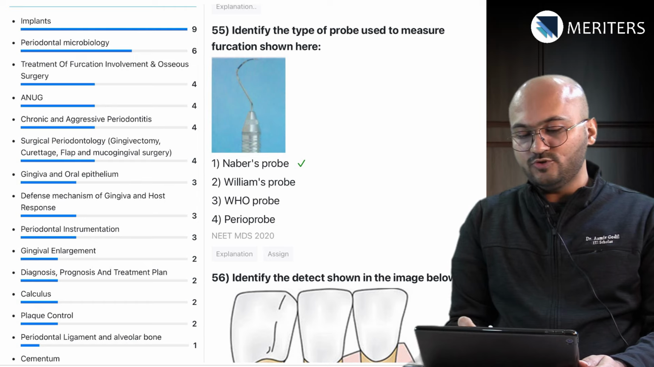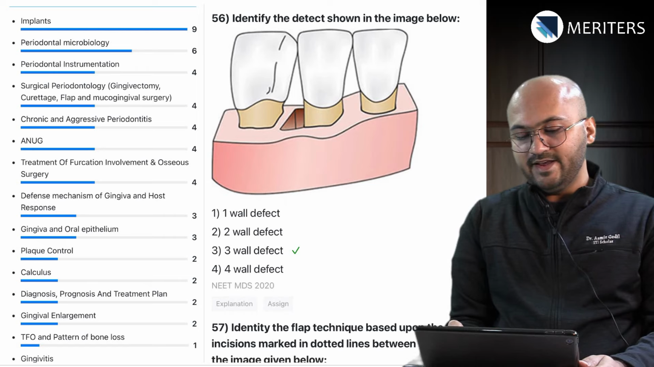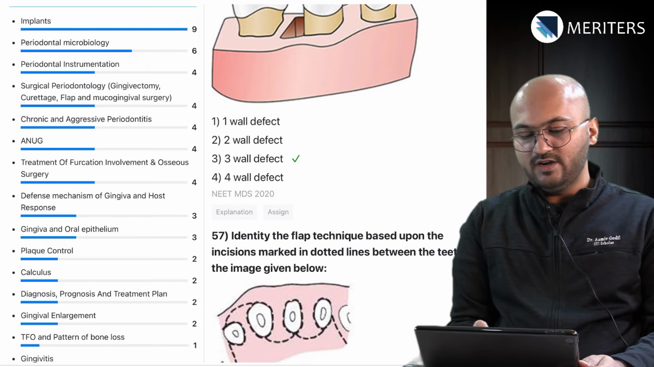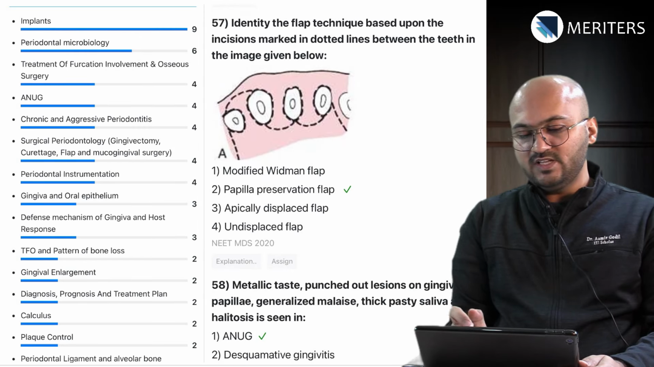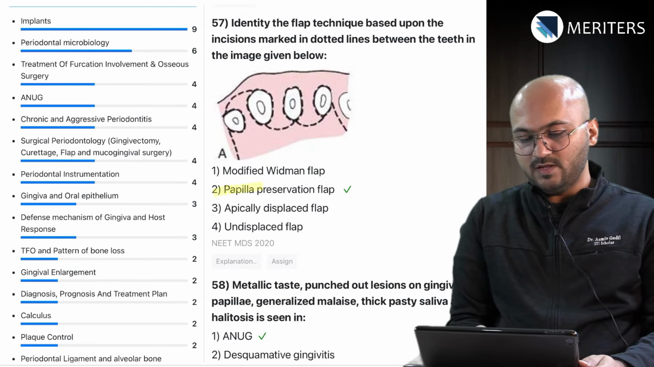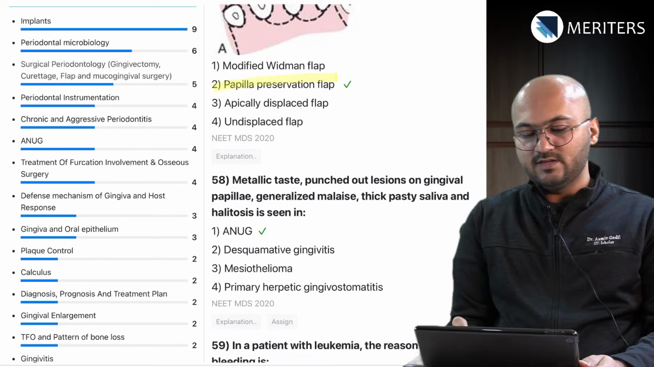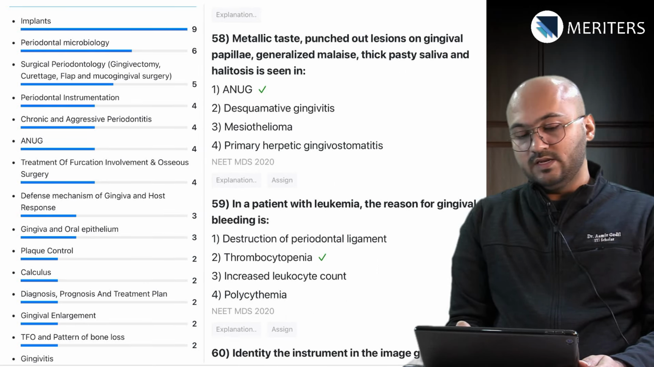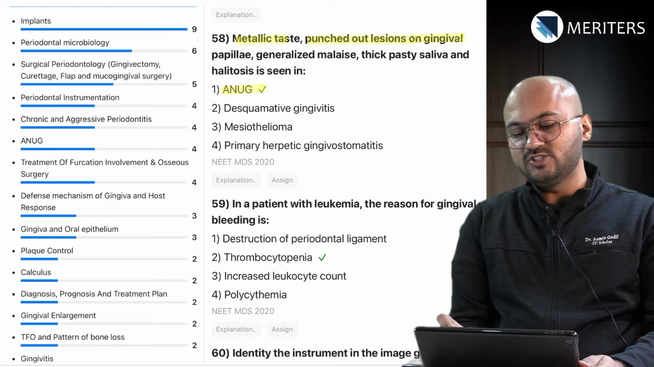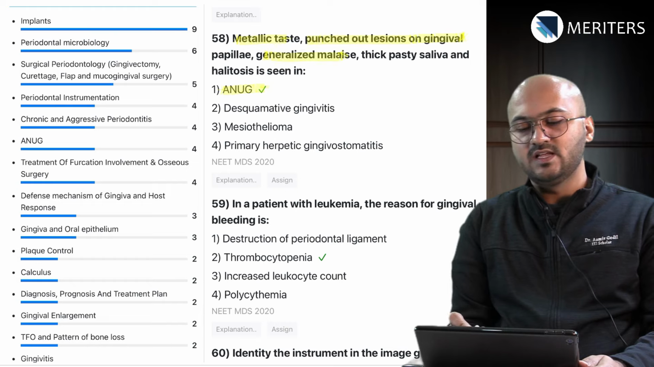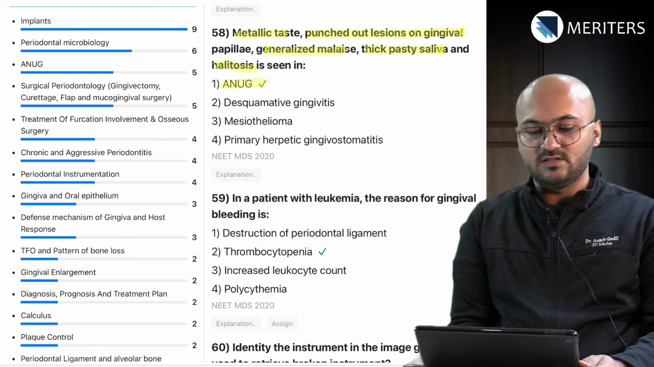Identify the type of probe used to measure the furcation, Nabers probe. Identify the defect. It's a 3-wall defect in the illustration. Identify the flap technique based upon the incisions marked in the dotted line. This is the papilla preservation flap, where the papilla is preserved in aesthetic areas. Repeat question on ANUG. Similar question we had seen earlier with metallic taste, punched out lesions on the gingival papillae, generalized malaise, thick pasty saliva, halitosis. These are all classical signs of necrotizing ulcerative gingivitis.